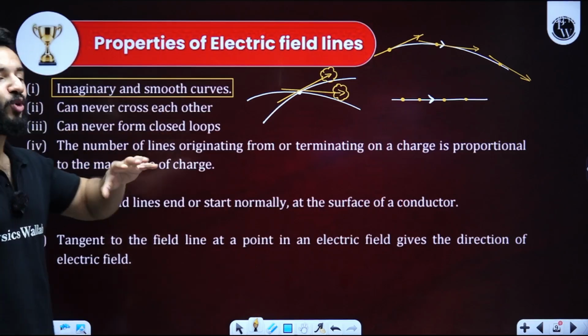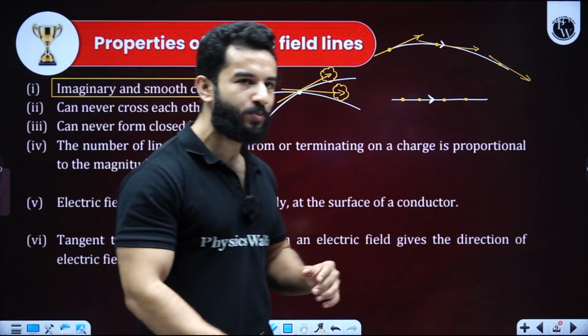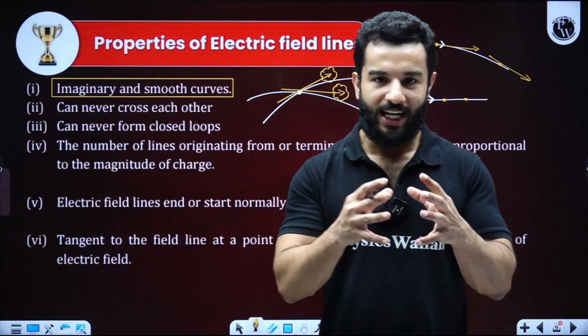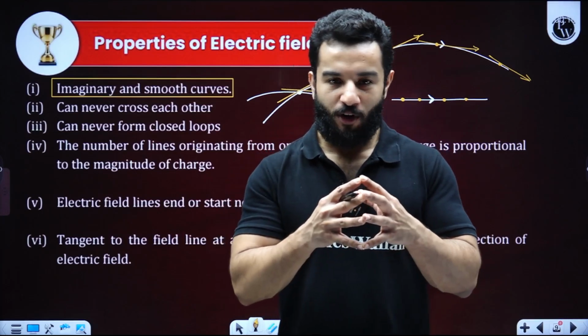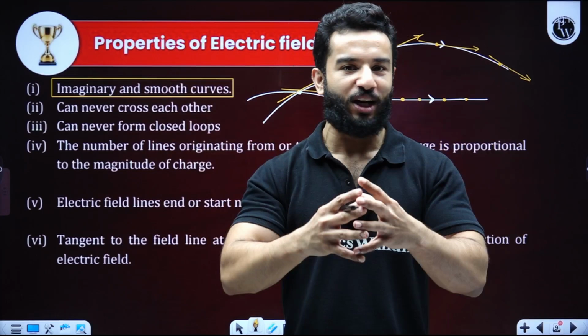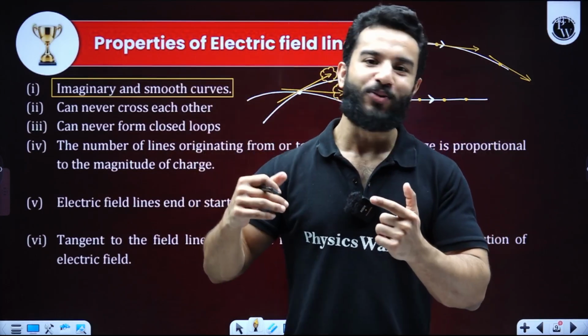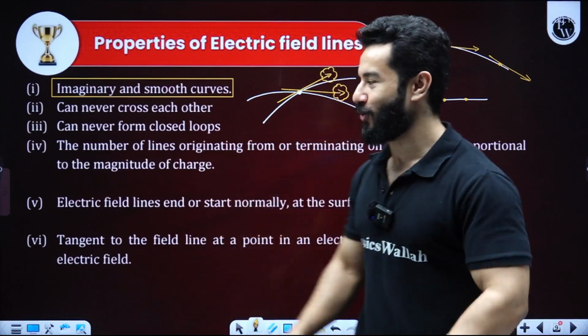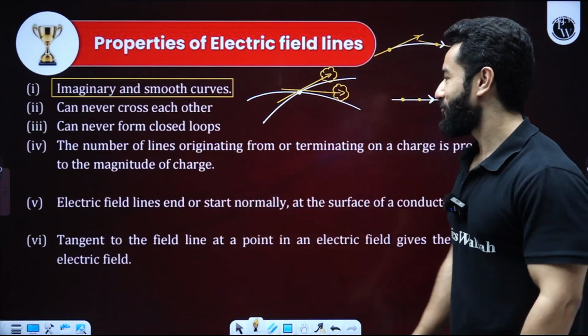They never form closed loops. What do you mean by closed loops? When we talk about positive and negative charge, electric field lines always originate from a positive charge and terminate on a negative charge. They will never come back to any charge, right? So they never form closed loops like in magnets.